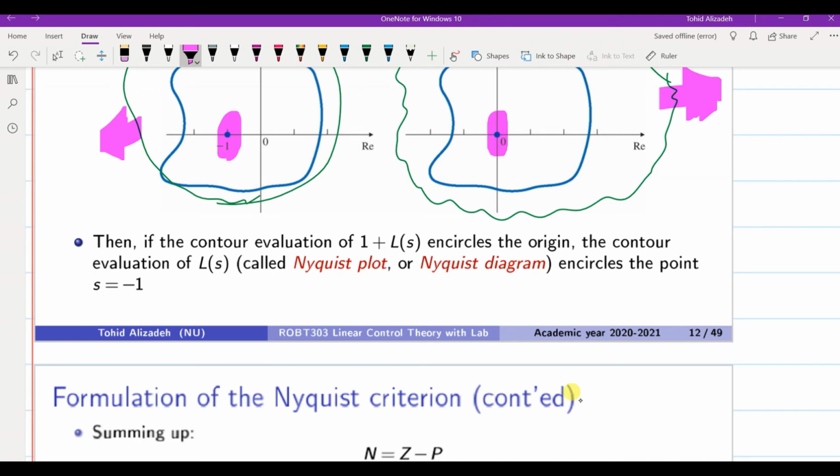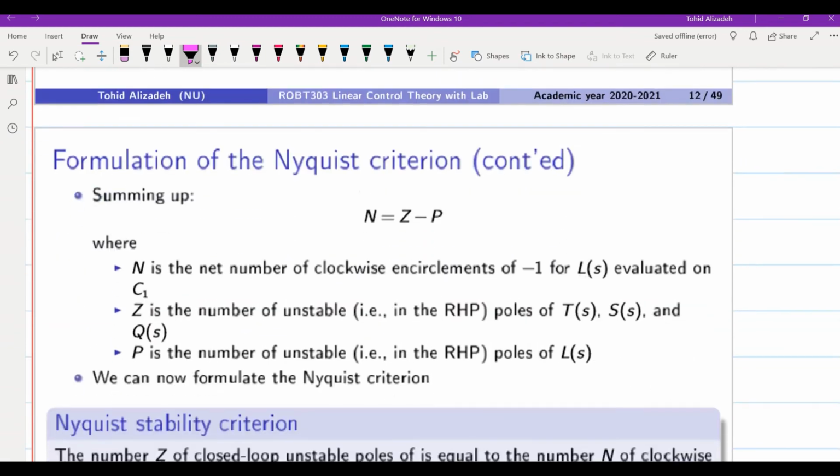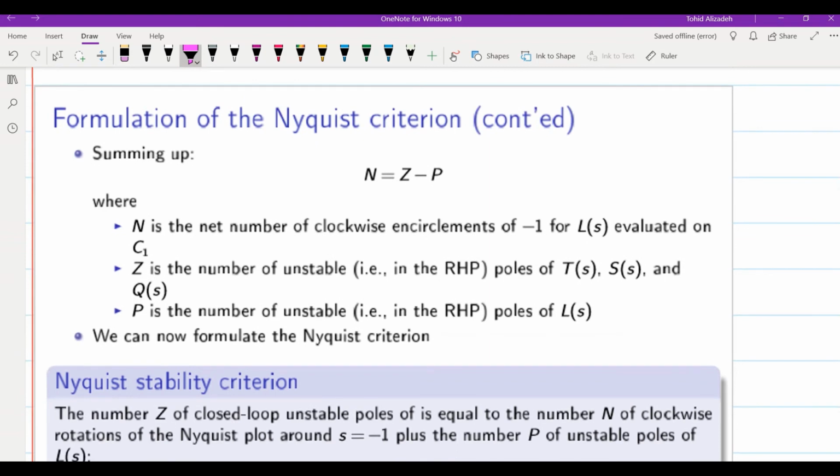It's also written here. So if the contour evaluation of 1 plus L encircles the origin, the contour evaluation of L, which now we call the Nyquist plot or Nyquist diagram, will encircle the point S equal to minus 1. And here we can summarize the things that we have.